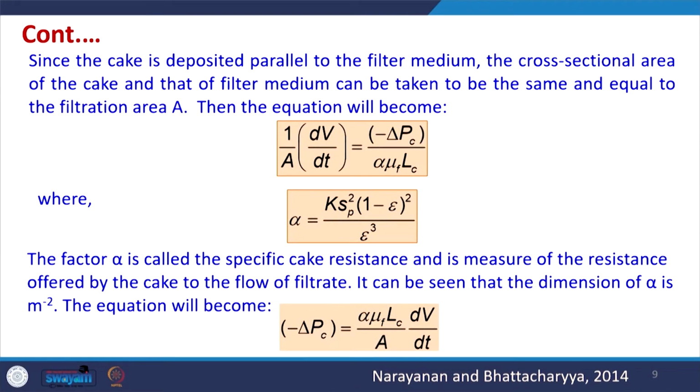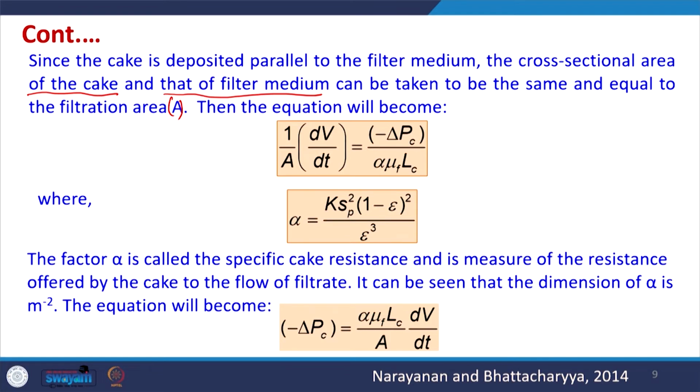Now, the equation which has been defined earlier can further be extended to develop the filtration equation. How is it done? It is shown here. Since the cake is deposited parallel to the filter medium, it always gets deposited parallel on top of the filter medium. The cross sectional area of the cake and that of the filter medium can both be taken as the same. So, whatever the cross sectional area of the cake and of the filter medium, both can be taken as the same and equal to some filtration area, which is A. So, now the equation will become.